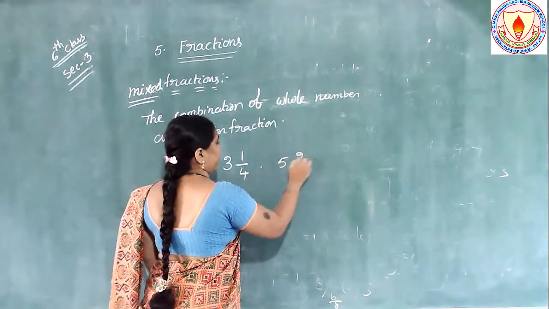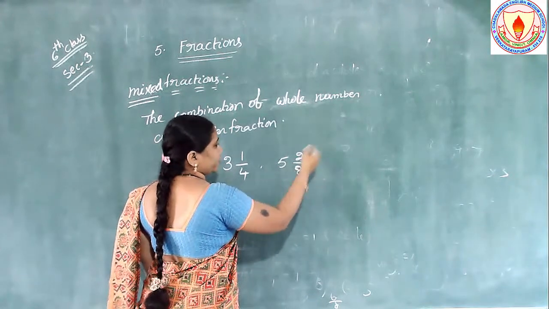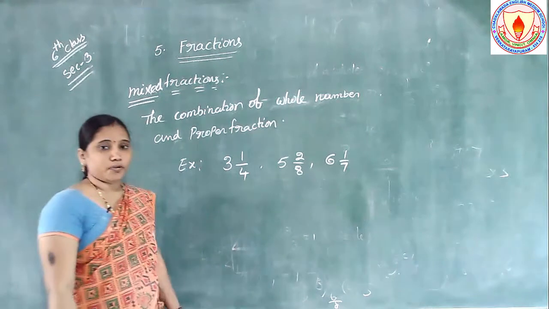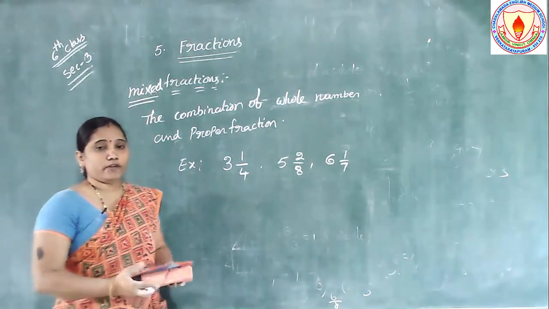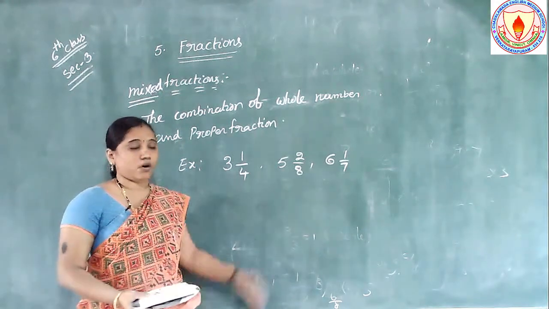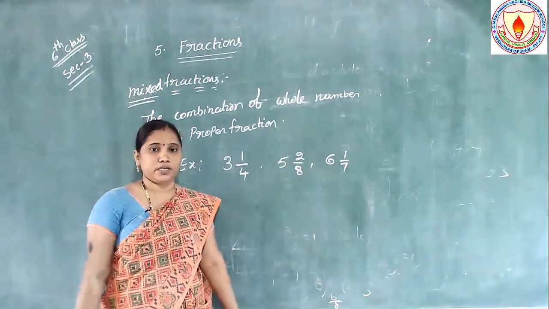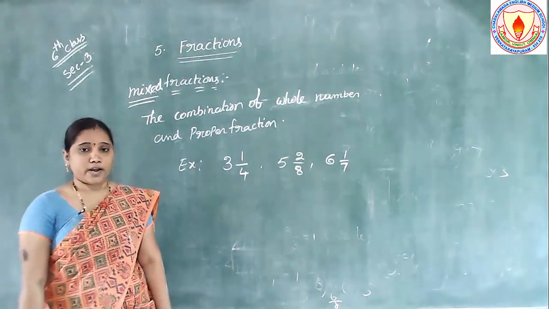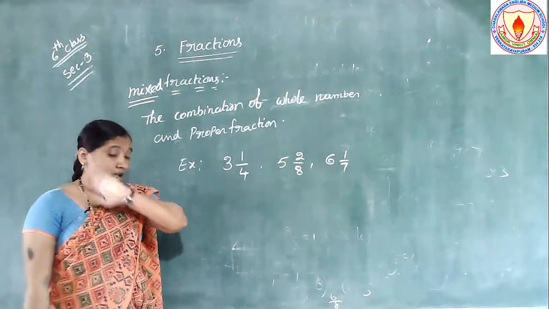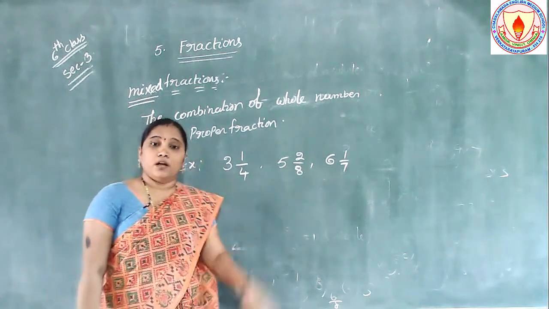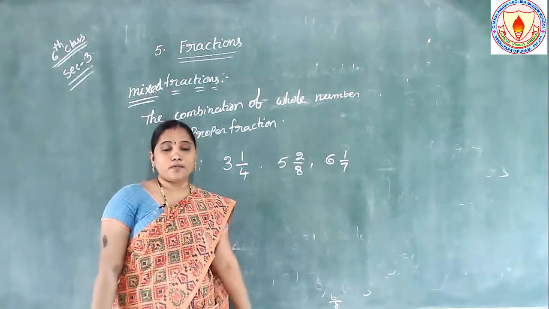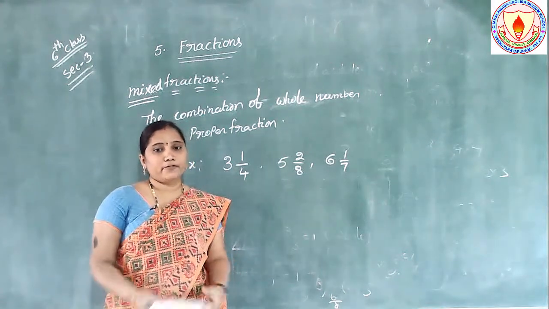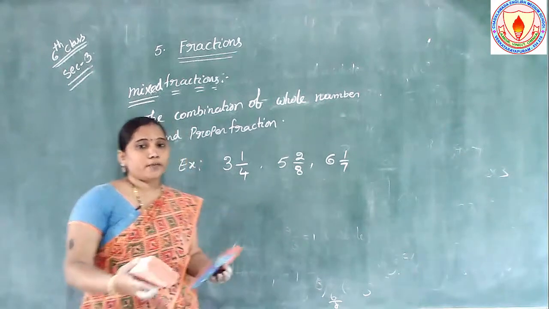And next 5 2 by 8. Any fraction you have to write. 6 1 by 7. These are all examples of mixed fractions. Two fractions ganaka ela unte, that is oka whole number oka proper fraction kalisi unte that is called a mixed fraction. So these are the types of fractions. What are the types of fractions? Like and unlike, unit fractions, proper and improper, and the last one is the mixed fraction. So these are the types of fractions.